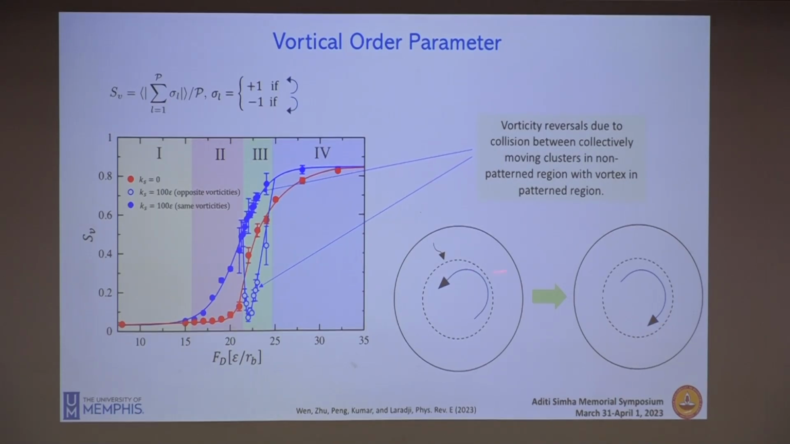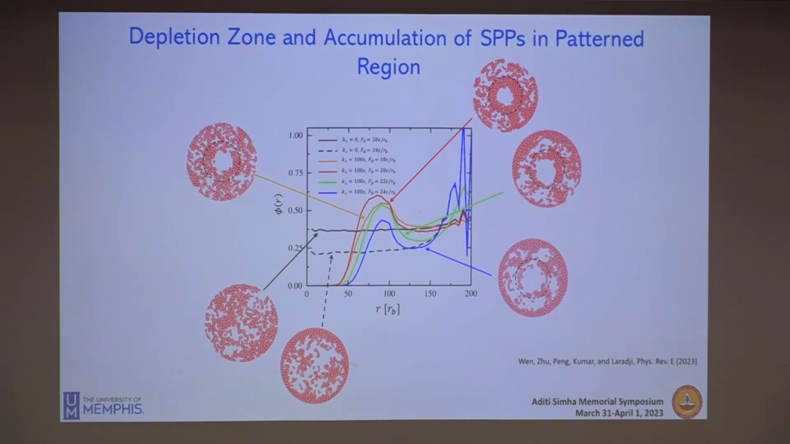And these clusters from time to time collide with the vortex in the patterned region, and when they do, depending on the size of the cluster, that can perturb the inner cluster and change its direction.